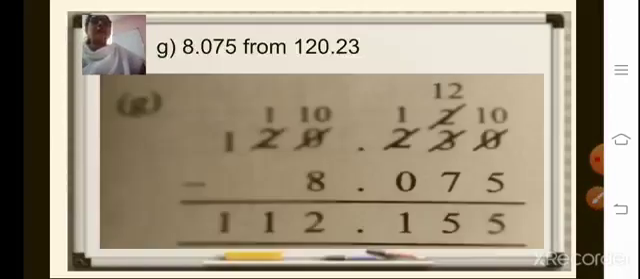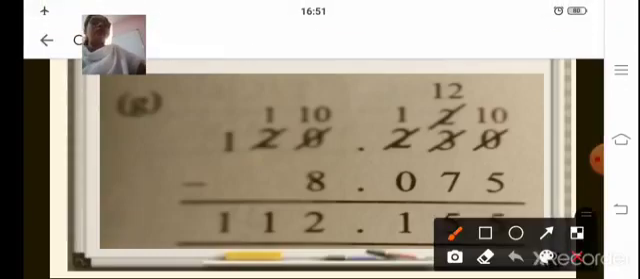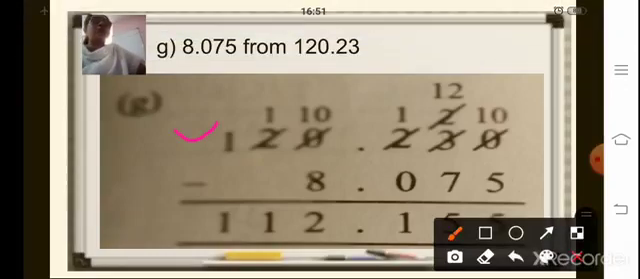And the last sum is 8.075 from 120.23. So you will write this number 120.230 minus 8.075. Now from 0 you cannot subtract 5. So you will borrow from 3, that will become 2 and the number will become 10. Now 10 minus 5 is 5.